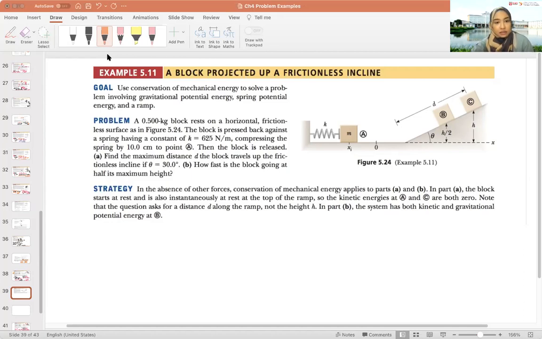Okay, let's continue. Am I audible? Yes, I'm audible. Okay, so let's continue with this example. Use conservation of mechanical energy to solve a problem involving gravitational potential energy, spring potential energy, and a ramp.